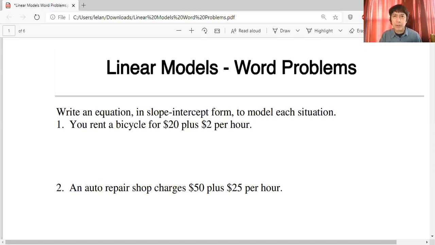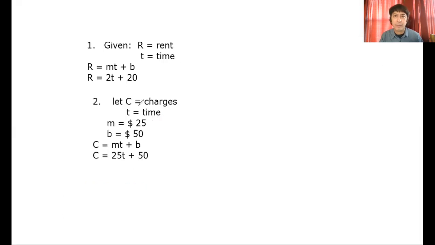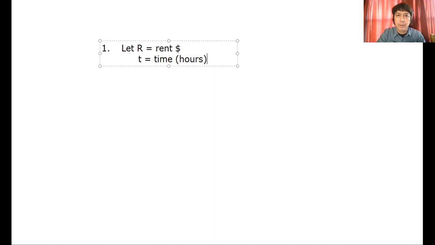All right, so let's go up to our whiteboard. Let's have the solution over the whiteboard. We shall clear this one first and start with the first number. Number 1. We shall let r be our rent, in dollars, and we shall use the small t, which is the time, in hours.